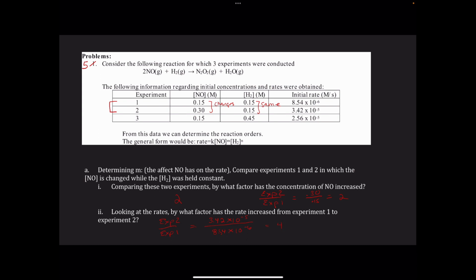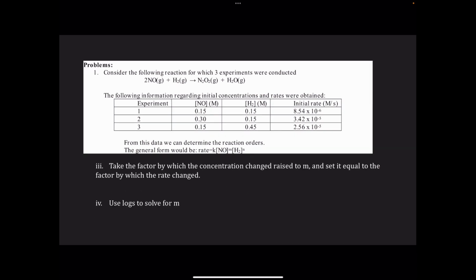Now from that, again, we may be able to judge and see what our order should be if we recognize that 2 squared equals 4. But if we don't recognize that, again, we're going to solve using our logs. So what we're going to do is take the factor by which my concentration changed. So my concentration doubled. We raise it to m. We set it equal to the rate change. The rate change was 4.